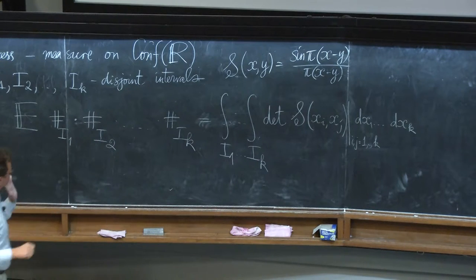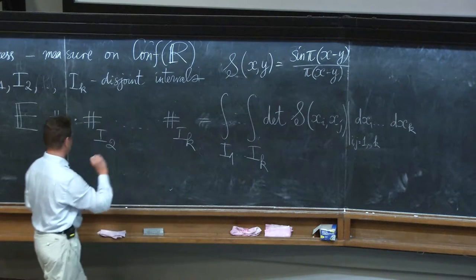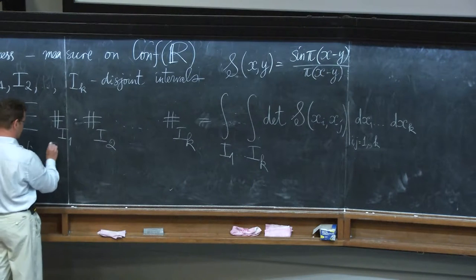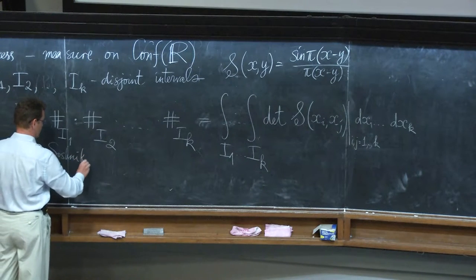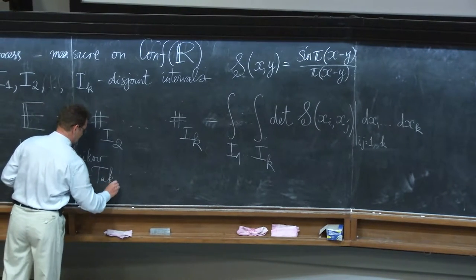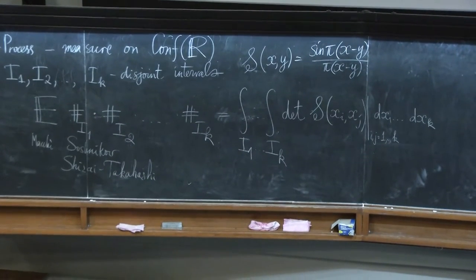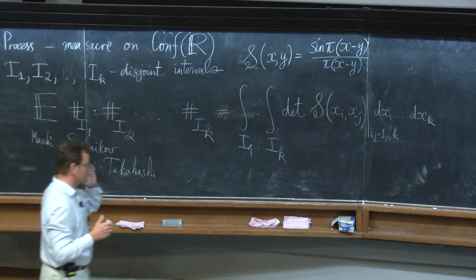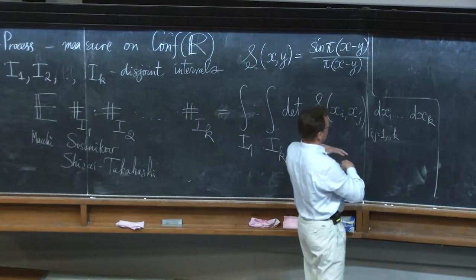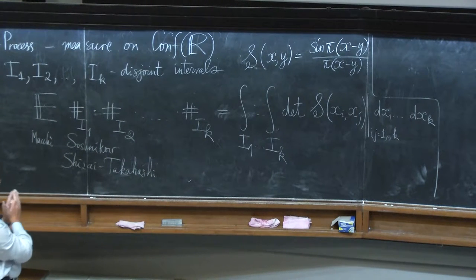So it takes considerable effort to prove even that such a process exists. This was established following pioneering work of McKee, independently and simultaneously by Soshnikov and by Shirai and Takahashi. And so this process is an absolutely fundamental object in the theory of random matrices, in that it describes the local behavior of eigenvalues of a random Hermitian matrix.